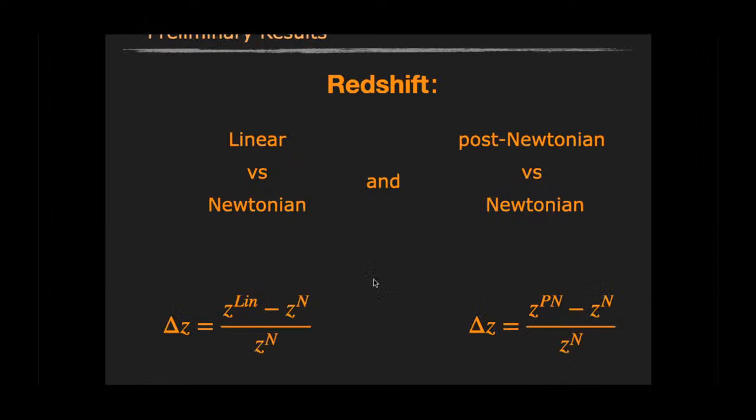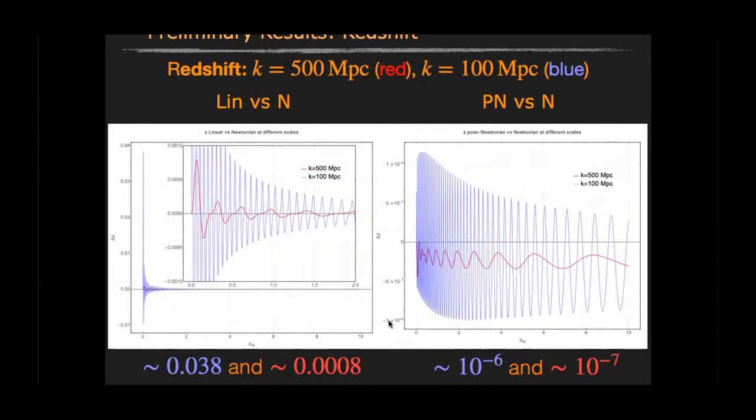So the first set of results concerns the calculation of the redshift at different approximations. In particular, I will show you the variation between the linear and the Newtonian redshift, and the variation between the post-Newtonian and Newtonian. These variations are calculated as shown here. In red, we have the variation calculated for inhomogeneities on a scale of 500 megaparsec, while in blue, we have the case with 100 megaparsec. And as you can see, the variation for the 500 megaparsec scale is always smaller than the variation for 100 megaparsec.